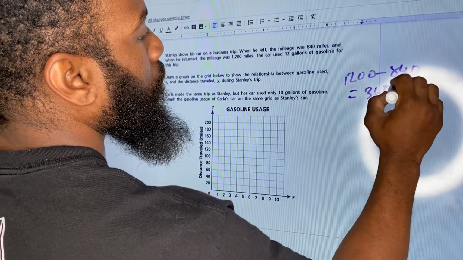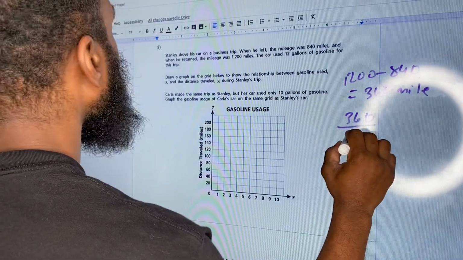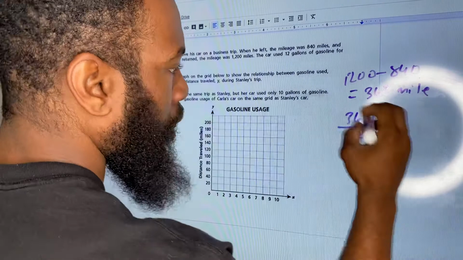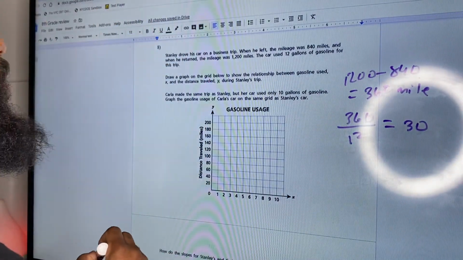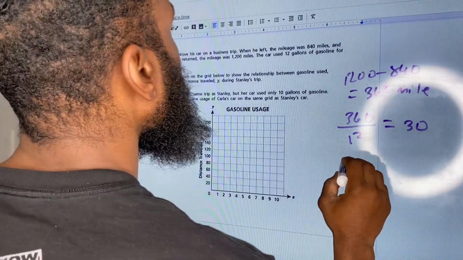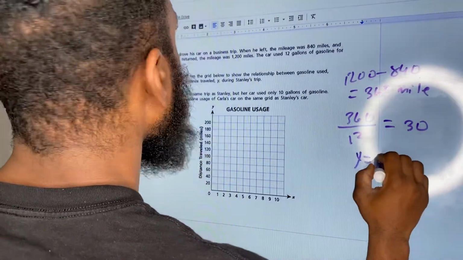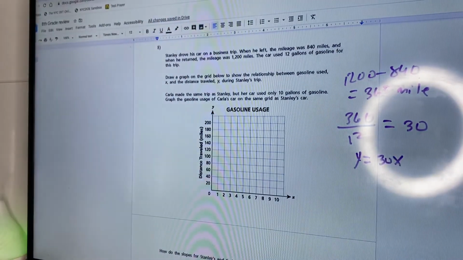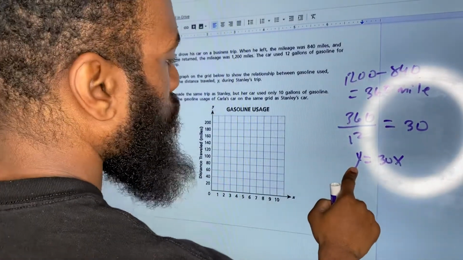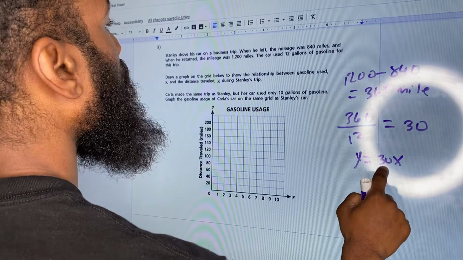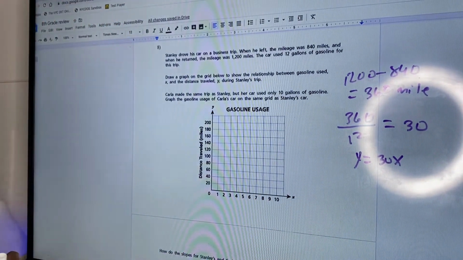They traveled 360 miles. You take that and divide it by the 12 gallons of gasoline for the trip, and you should get 30. So the equation for this would be y equals 30x. We don't know how much distance you travel, but he used 30 miles per gallon. Here, Carla made a trip, same as Stanley, but only used 10 gallons.